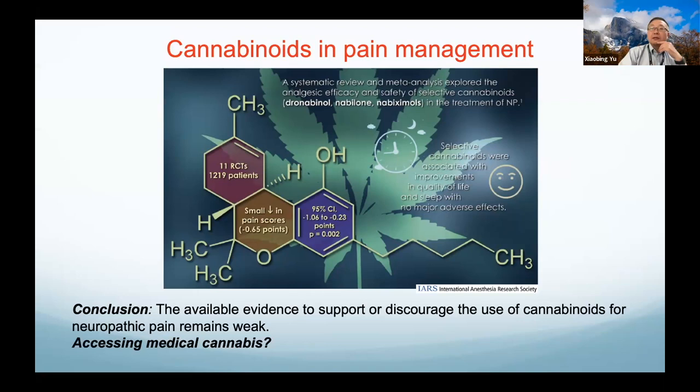So how do we access medical cannabis? Some of you probably know that at the federal level, cannabis use is still controversial. So when we work in a large academic institution, usually I don't prescribe marijuana. But in the community, there are quite a few physicians who have the license and are willing to prescribe.